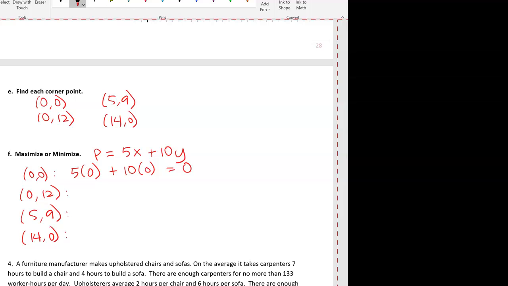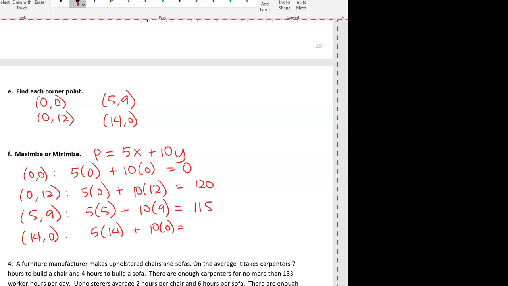So you might pause it. I'm going to go ahead and kind of work through this, but feel free to pause it and see if you match the answer I get. So you're going to do 5 times 0 plus 10 times 12 for 0, 12. And so when you work through that, you get 120. Now plug in 5, 9. So 5 times 5 plus 10 times 9, and you end up with 115. And then the last one of 14, 0. So 5 times 14 plus 10 times 0 is 70. So the largest one here is 120.